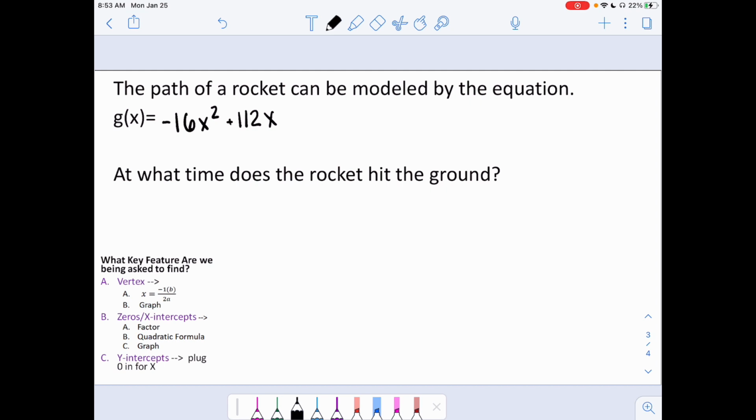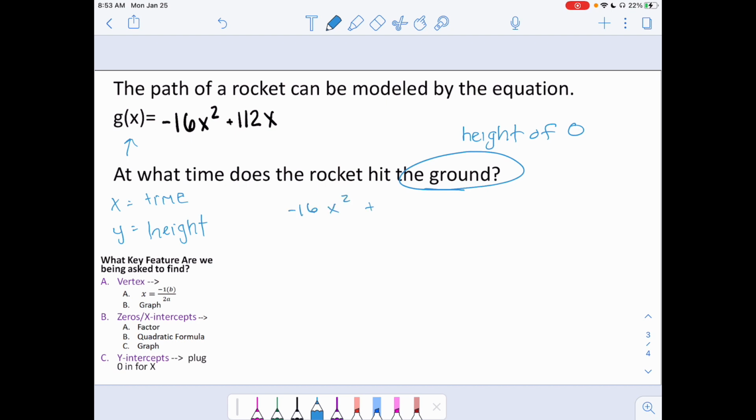Now let's look at problem 2. The path of a rocket can be modeled by the equation below. At what time does the rocket hit the ground? So first I'm going to define my variables. X is most likely going to be time, and my y, my output, represented by g of x, is going to be height. At what time does the rocket hit the ground? Okay, that would be a height of 0. So let me set my equation equal to 0 because my y is the variable that represents height.